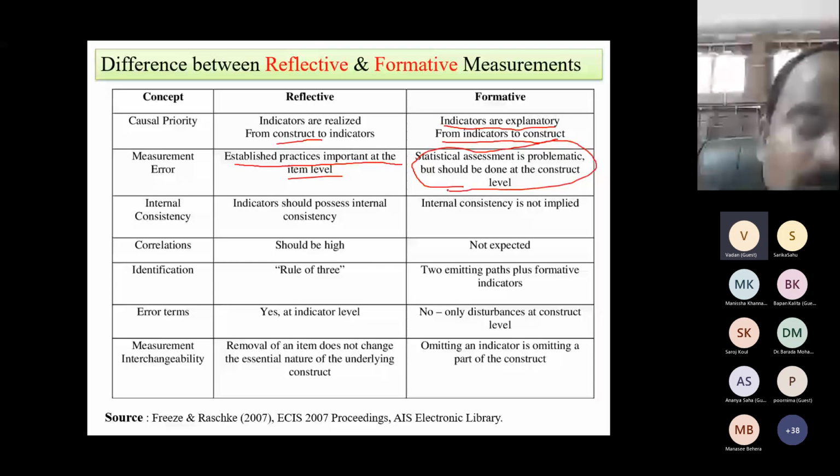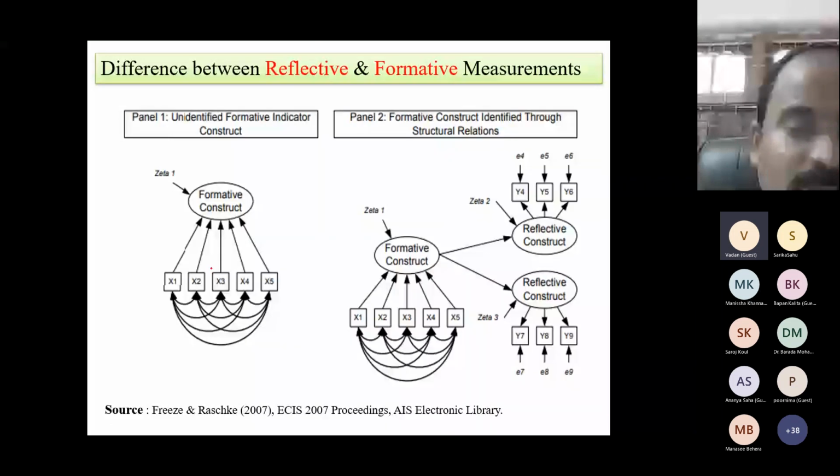Okay, look at here. Look at this diagram. This is the formative diagram. There are arrow marks from the indicator to the construct. I have directly taken a beautiful diagram from a famous article just to show you, nothing else. This is formative. So the arrow marks are going from the indicator to the construct.